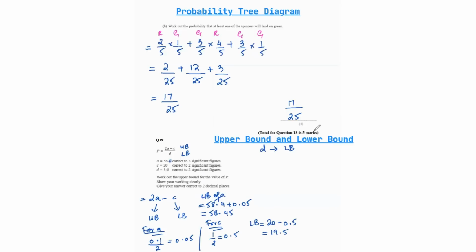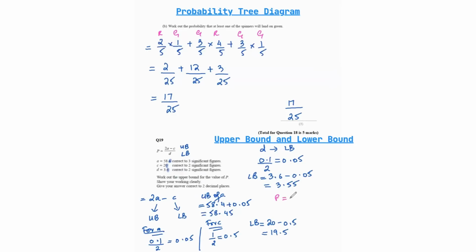Now for D, lower bound again. It is 3.6 correct to 2 significant figures. The second significant figure once again is 6, and the place value is also 0.1. So same thing, 0.1 divided by 2, which is 0.05. And for the lower bound, we'll do 3.6 minus 0.05, which is 3.55. So you have the upper bounds and lower bounds that we needed.